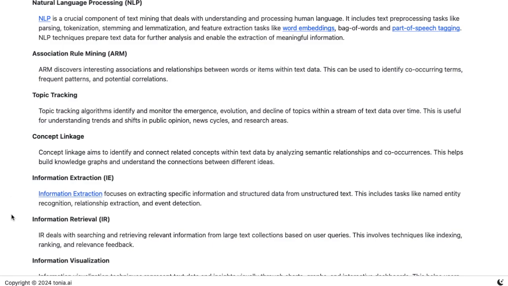Information retrieval deals with searching and retrieving relevant information from large text collections based on user queries. So this involves techniques like indexing, ranking, and getting relevance feedback on the text. Information retrieval is going to be conducted when a user enters a query and that query results in the presentation of text that is relevant to the query. Information retrieval is performed to find that relevant text.